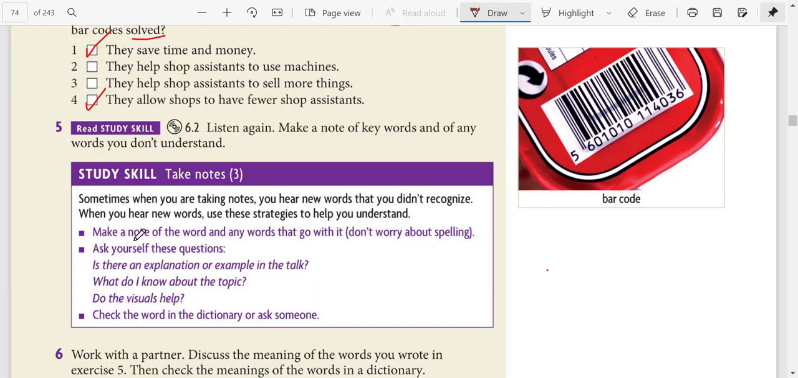Okay, when you hear new words, use these strategies to help you understand. We have some strategies. We must use them while we are listening for something, while we are listening to an audio.